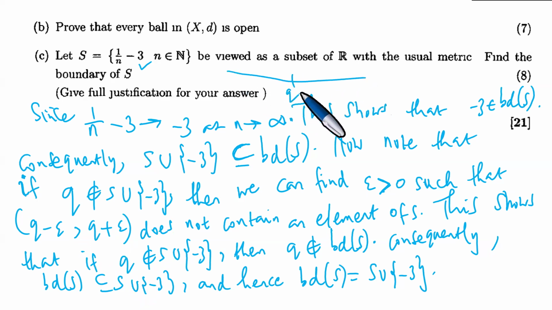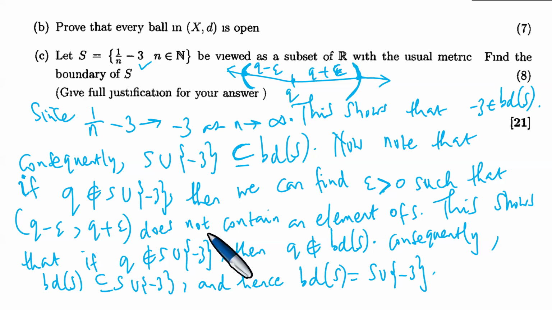And what does this mean? We have Q here, Q minus epsilon, Q plus epsilon, and then we can form an interval there. Q minus epsilon is a number that is there, Q plus epsilon is a number that is there, Q is there. So we're saying, if Q is not in the set S union minus 3, we can find an epsilon positive such that we can form this interval such that this interval does not contain an element of S.